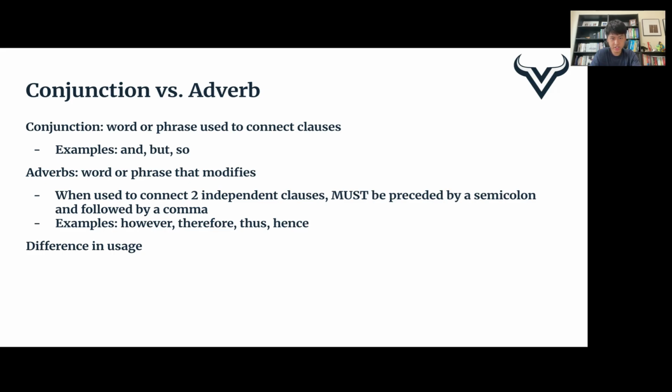Going on to conjunctions versus adverbs. It's very important to know the meaning of both of these and to differentiate between the two. So a conjunction is a word or a phrase that's used to connect clauses. Examples include and, but, and so. Adverbs are words or phrases that modify. When used to connect two independent clauses, adverbs must be preceded by a semicolon and followed by a comma. This must always be the case. Examples of adverbs include however, therefore, thus, and hence. And they have differences in usage, as we will show in the next slide.